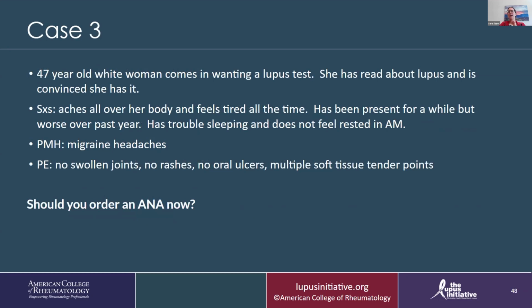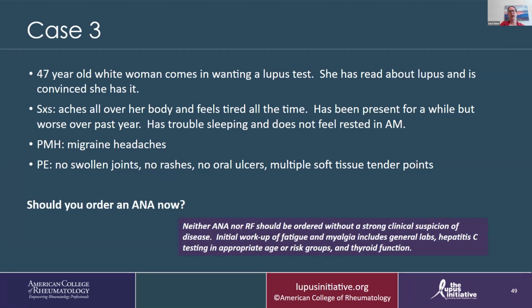Okay. Now, case 3, you have a 47-year-old white woman who comes in wanting lupus testing. She read about lupus and is convinced she has it. She has arthralgias and myalgias, is tired all the time, and things have been worsening over the past year. She's not sleeping, does not feel rested in the morning. On past medical history, she has migraine headaches, no swelling joints, no rashes, no oral sores, and she has lots of tender points. So should you order an ANA, right?